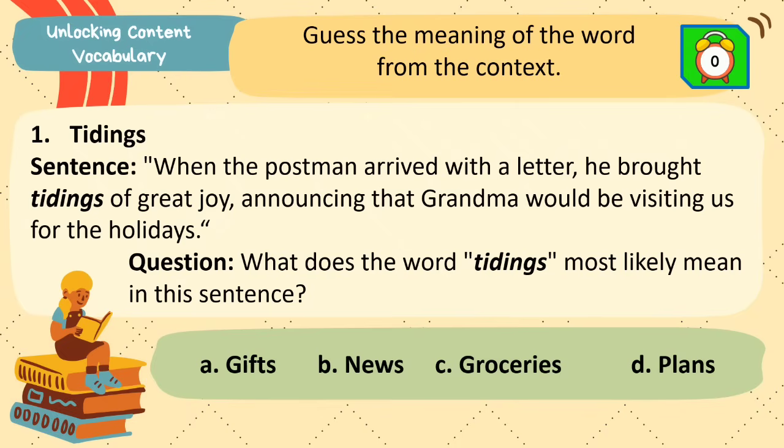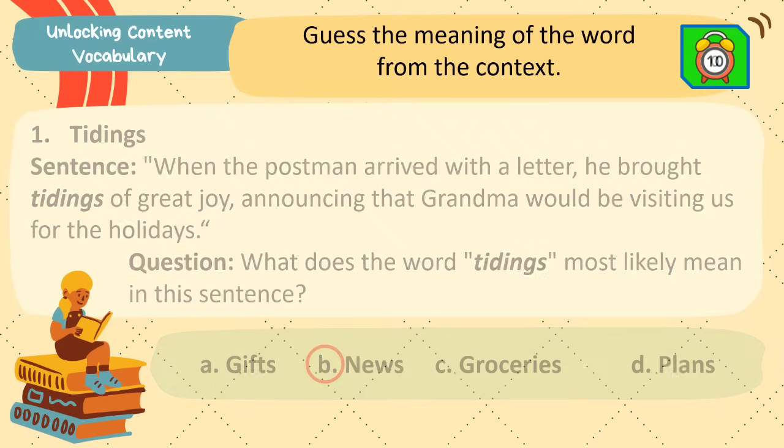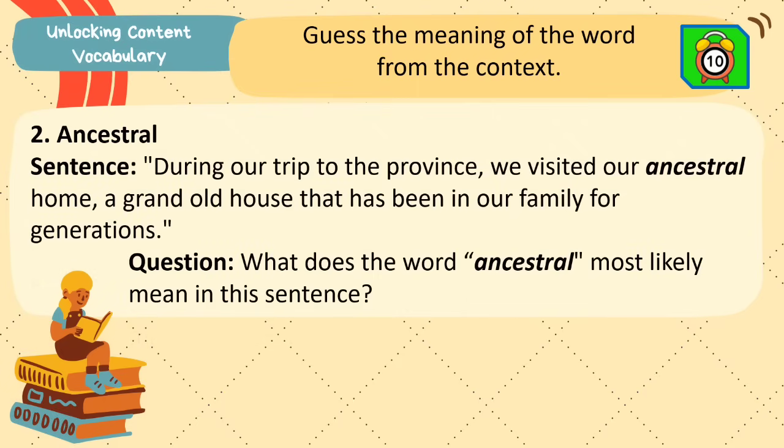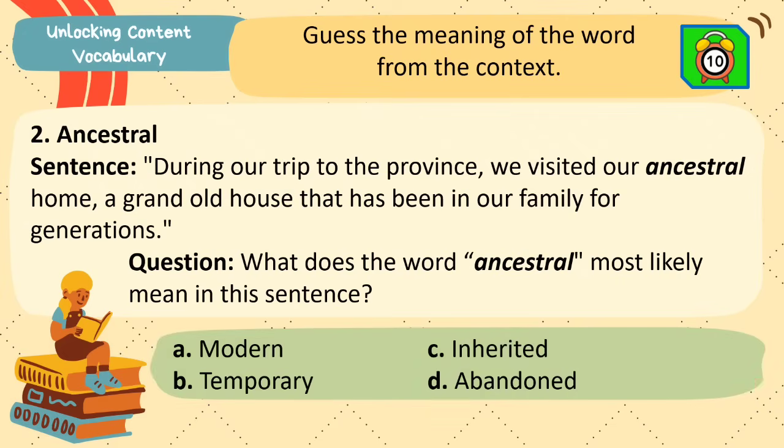The correct answer is news. Tidings also means news. Number 2, ancestral. During our trip to the province, we visited our ancestral home, a grand old house that has been in our family for generations. Question: what does the word ancestral most likely mean in this sentence? The correct answer is inherited.